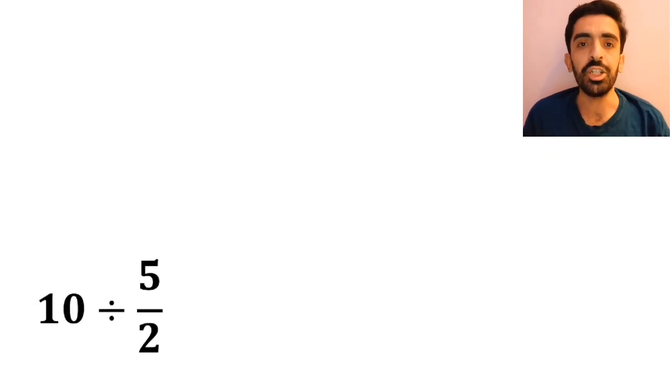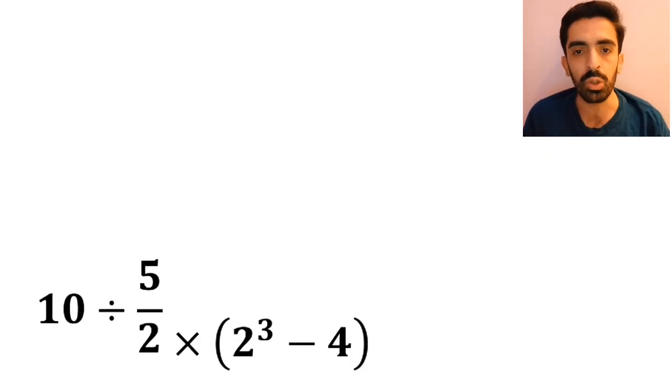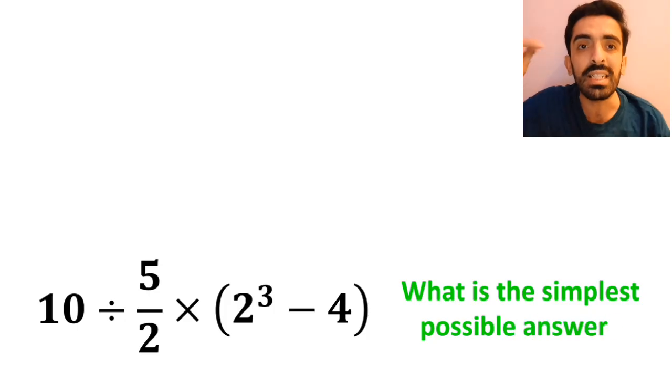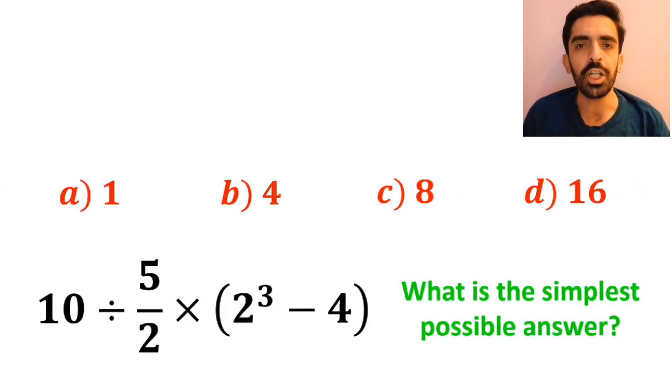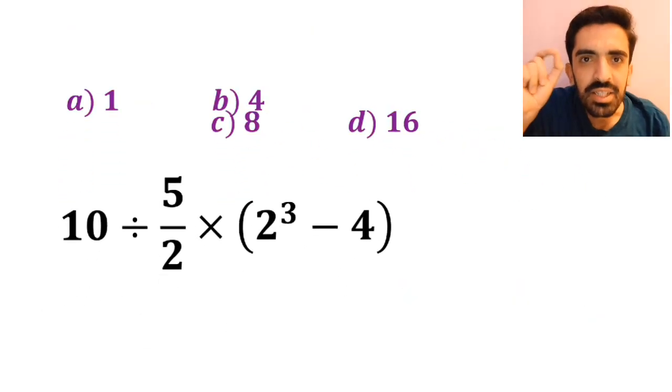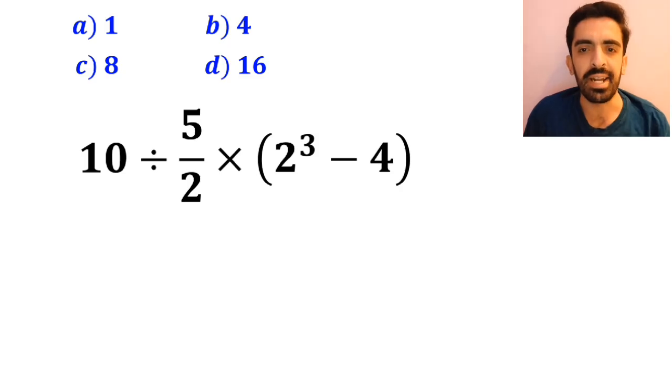If we have the expression 10 divided by 5/2 multiplied by (2^3 - 4), then what is the simplest possible answer to this question? Which option do you think is the correct answer to this question? This expression is so tricky that many people end up with the wrong answer. Let's dive in and break it down step by step together.